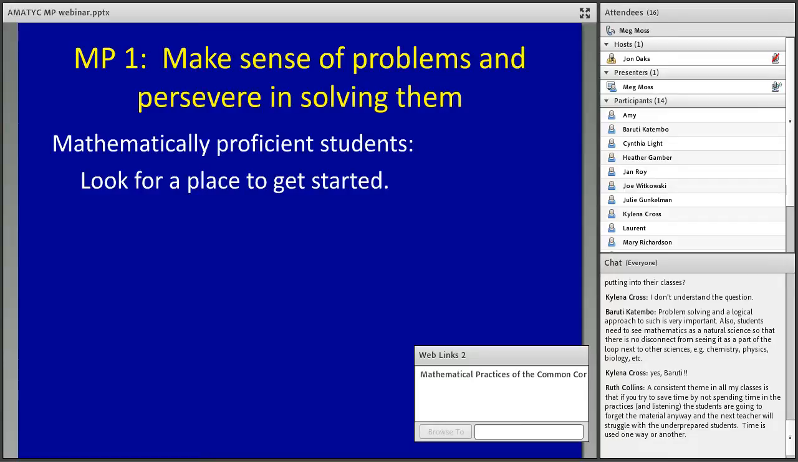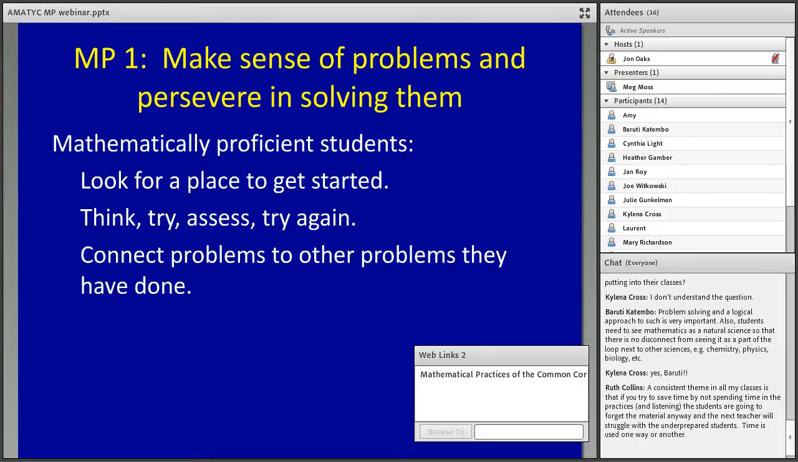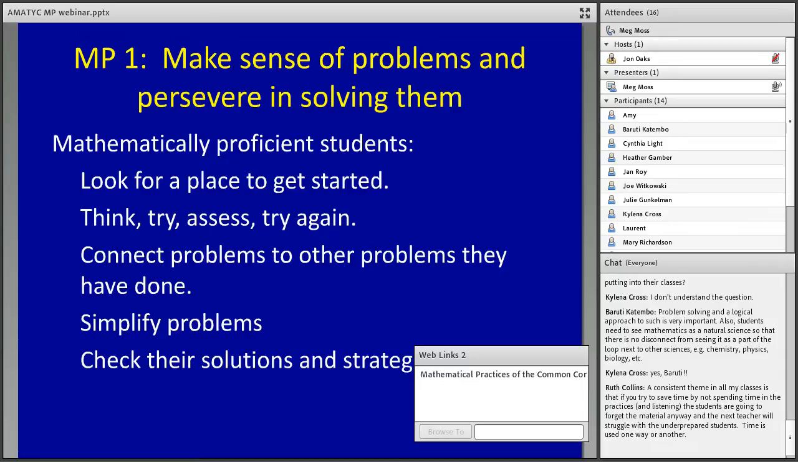So students look for a place to get started in a problem. They think, they try, they assess, they try again. They connect problems to other problems they have done, and they simplify problems. And the last one here is they check their solutions and their strategies.